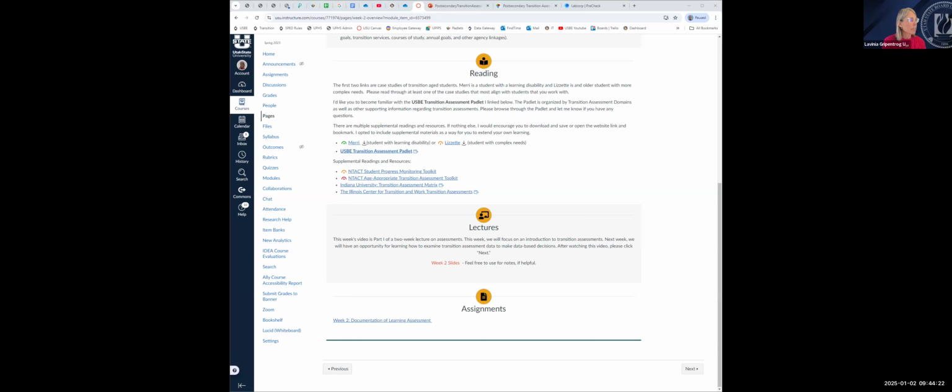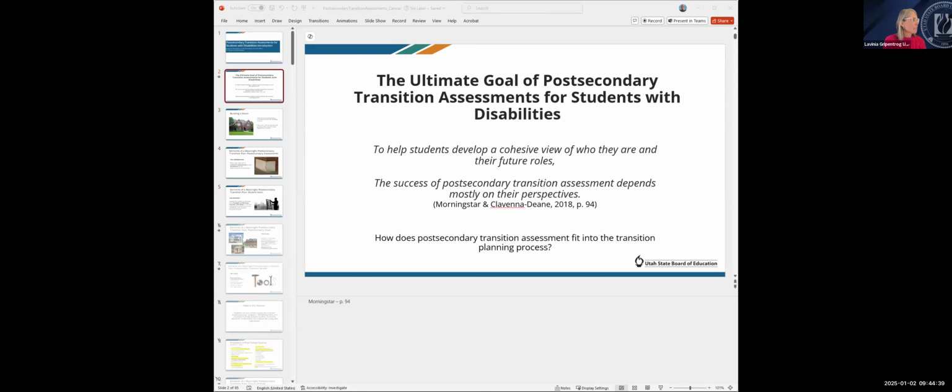And now I'm going to stop sharing and we will get to the slides and talk about the introduction to transition assessments and why they are so important. They really are the foundation of a compliant and meaningful and quality transition plan for a student. So let me get this slide going.